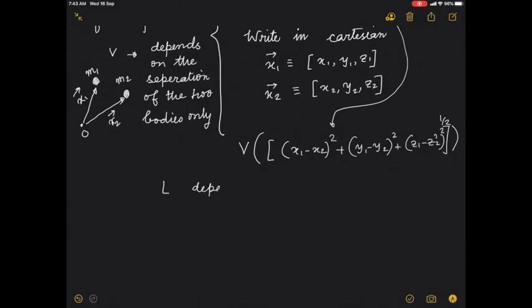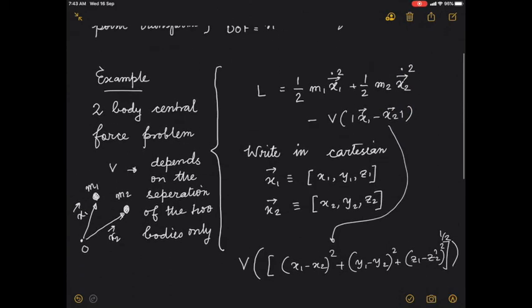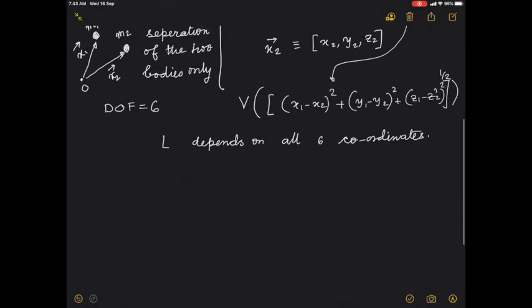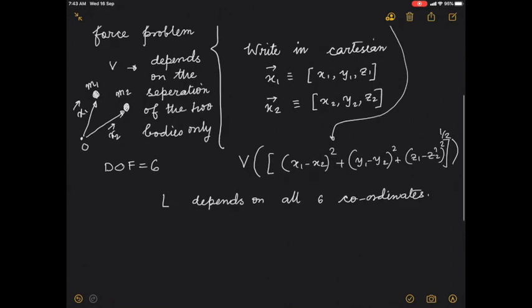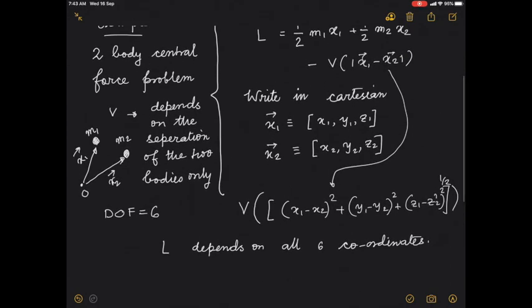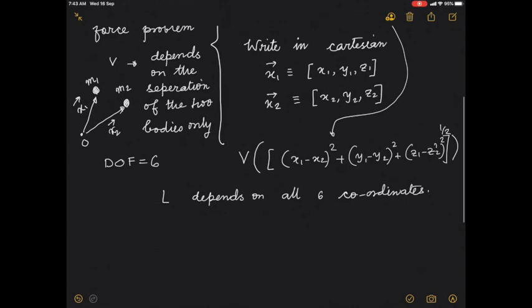Which means the Lagrangian L depends on all 6 coordinates. You see, this is a system with 6 degrees of freedom. There are no constraints here. So the degree of freedom of this system is 6. And the Lagrangian also depends on 6 coordinates. So it does not have any cyclic coordinate. It has all the 6 coordinates. So no cyclic coordinate.